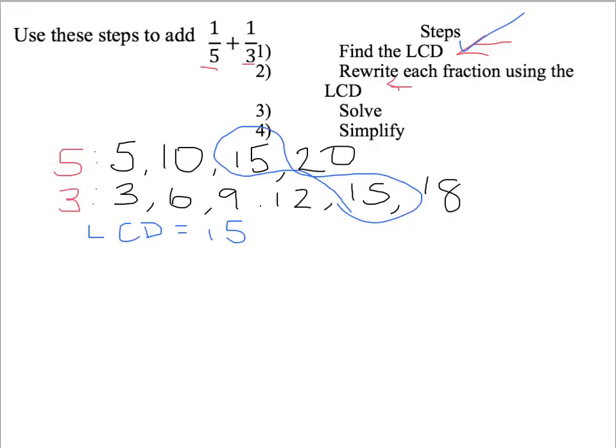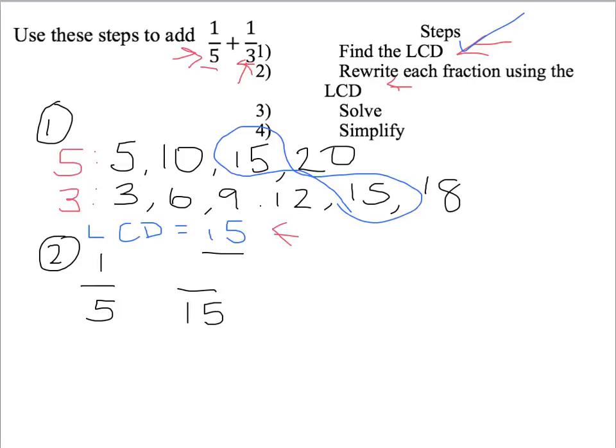Now we're going to do step 2. Rewrite each fraction using the LCD. What this means is we have to rewrite each of our fractions that are up here so that their denominator is now 15. So we need to take 1/5. We'll put a little 1 up here to show step 1. Let's put a 2 here to show that it's step 2. I'm going to take 1/5, and I need to make it so the denominator is 15. Well, what do you do to 5 to make it into 15? You multiply it by 3.